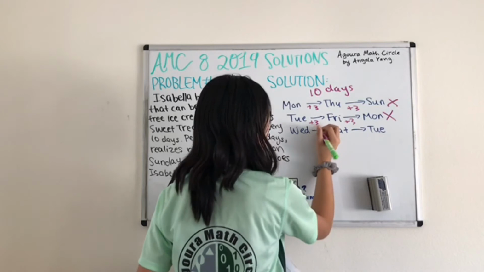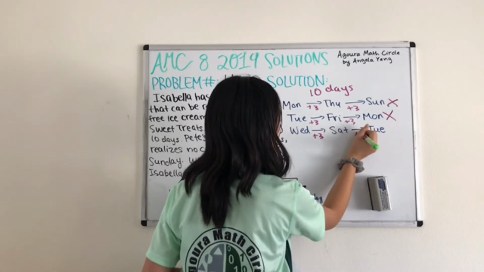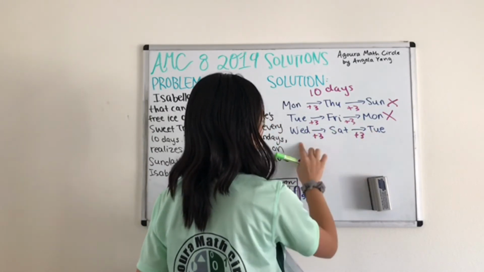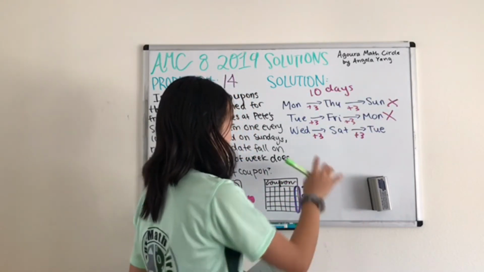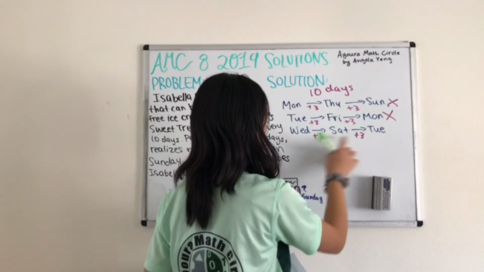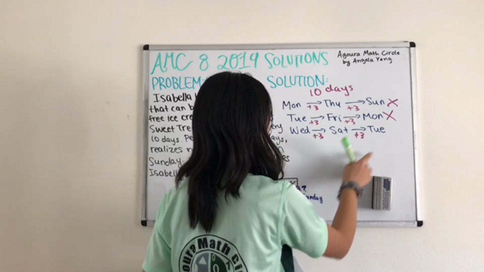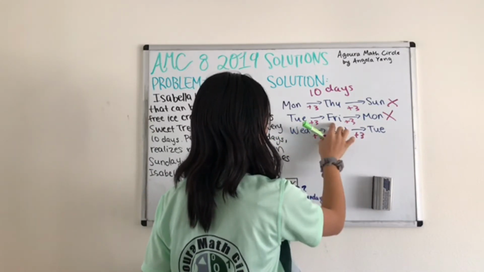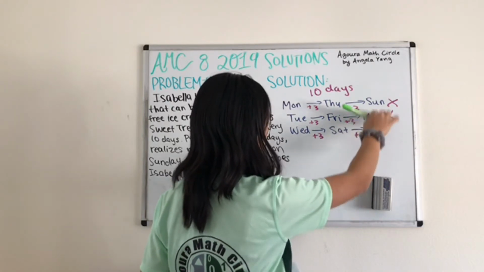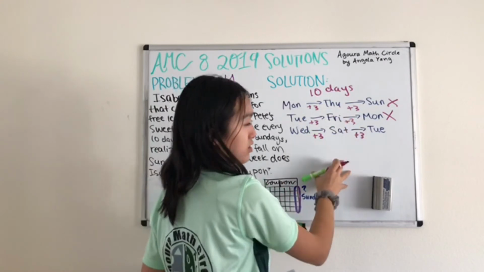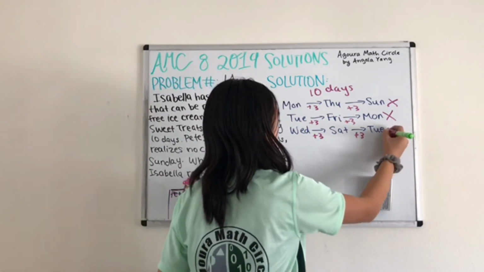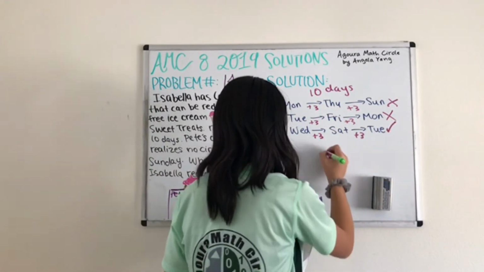Then we go to Wednesday. So you add 3: Wednesday, Saturday, Tuesday. So it's kind of like a cycle. If you figure out the cycle, you'll be able to figure out the problem. So Wednesday, Saturday, Tuesday. So coupon 1, 2, 3, 4, 5. And then after Monday, it goes back to Thursday. So that's 6. And that means none of the days ever land on Sunday, which means that Wednesday would work. So our answer is C, Wednesday.